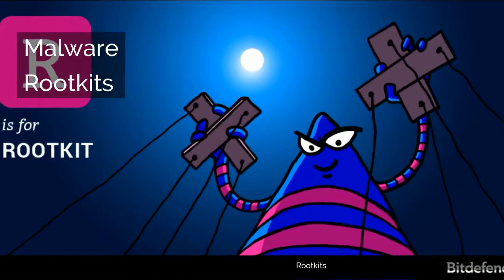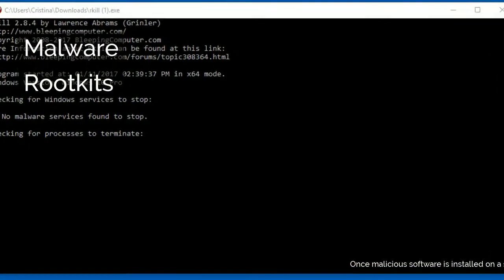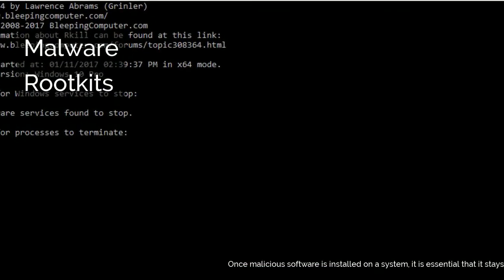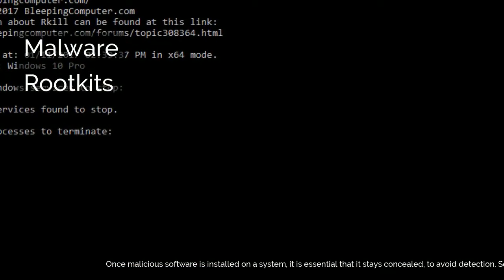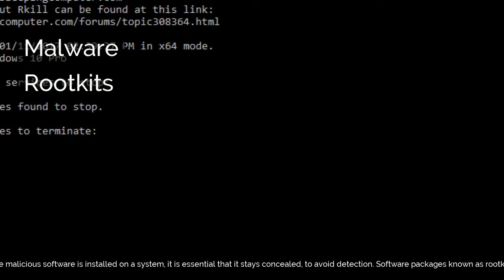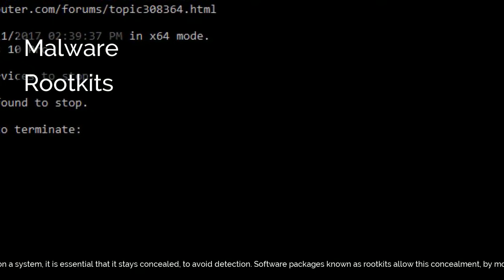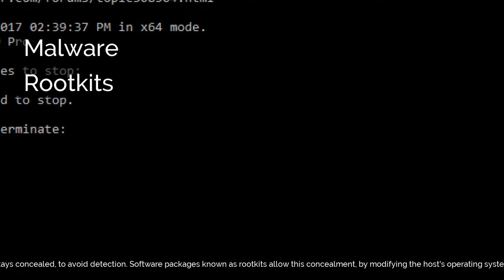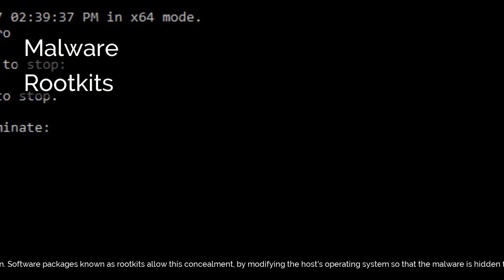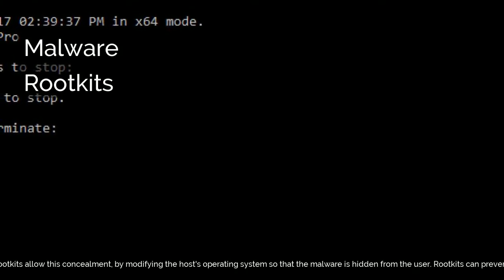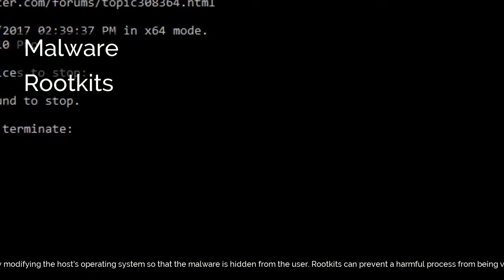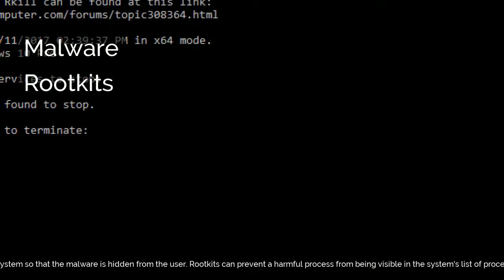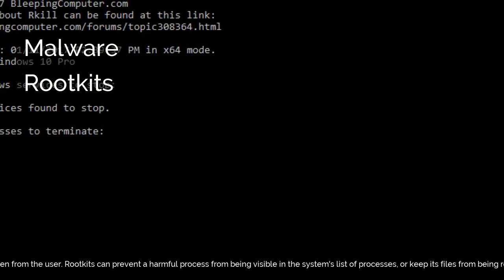Rootkits. Once malicious software is installed on a system, it is essential that it stays concealed, to avoid detection. Software packages known as rootkits allow this concealment, by modifying the host's operating system so that the malware is hidden from the user. Rootkits can prevent a harmful process from being visible in the system's list of processes, or keep its files from being read.